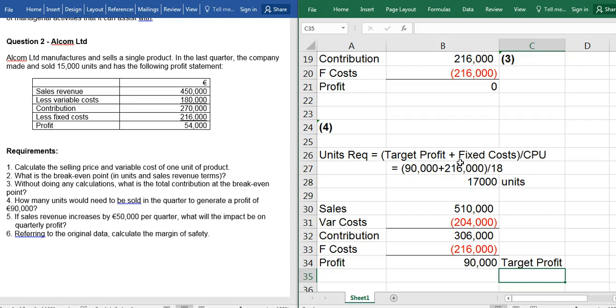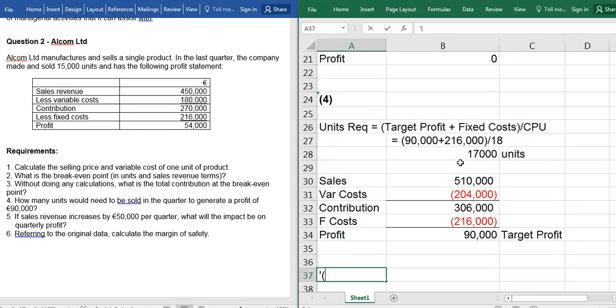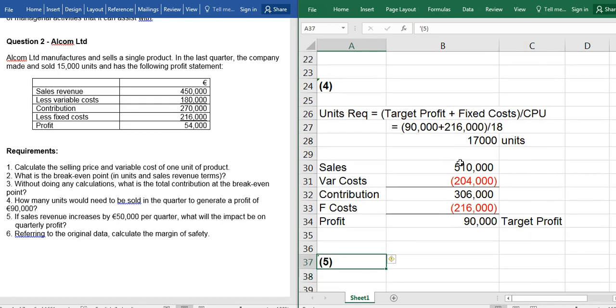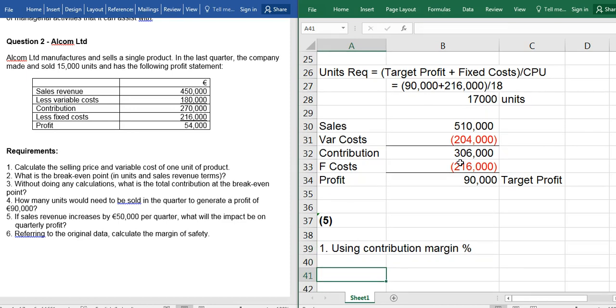Now there's other ways of going about that. As long as you get to the 90 and you get to the 17,000 units, you'll get your full credit. Part 5 asks us a slightly trickier one. They're asking us, if we increase our sales by 50,000 this quarter, what will the impact on profit be? So there's two ways of going about this. The first way, we'll say one, is using your contribution margin percentage. Because we're only given euros, we're not given units, we can't say it's 50 times the contribution per unit, because we don't know the number of units.